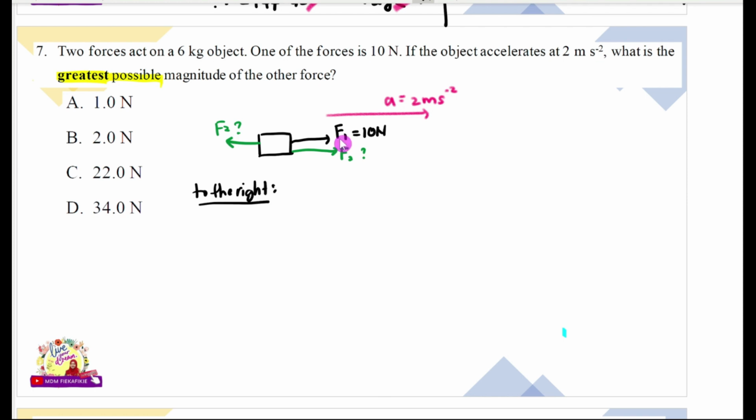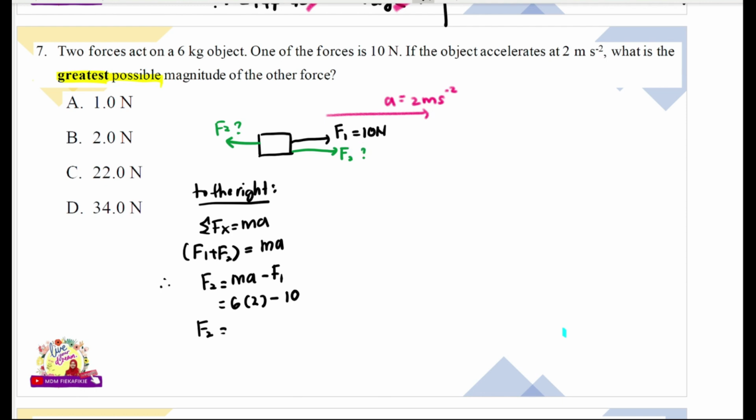Okay. So we can write that the total Fx is equal to ma. Look at here. Okay. If the direction of A in this direction, okay, so both forces F1 and F2 are the same direction as A, so both are positive. So F1 tambah F2, okay, so F1 plus F2 is equal to MA. Therefore, F2 you akan dapat MA minus F1, where M is 6, A is 2, F1 is 10. So F2, sekiranya objek bergerak ke kanan dan direction of F2 pun ke kanan, so F2 adalah 2 Newton. Okay? Kita tinggalkan dulu, belum lagi jawapan.